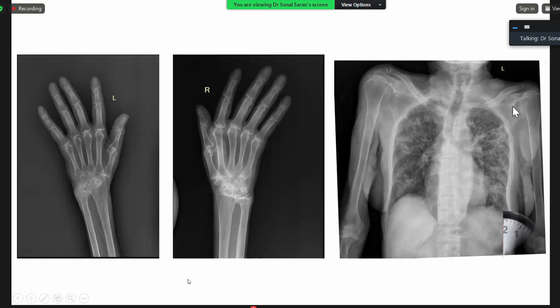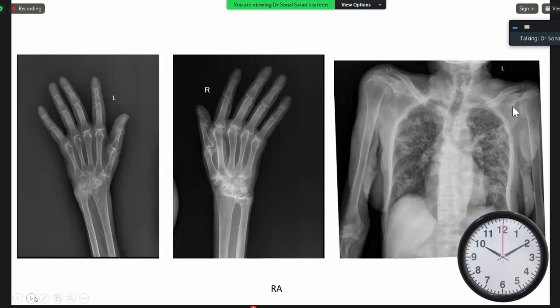Another case of different pathology. What is the diagnosis? This is a different patient. Okay. So you can see involvement of the wrist joint, and there is periarticular osteopenia, loss of joint space, involvement of small joints of hand, bilateral symmetrical involvement is there. Bilateral lung parenchyma is showing changes of fibrotic lung disease. So this is a case of rheumatoid arthritis.